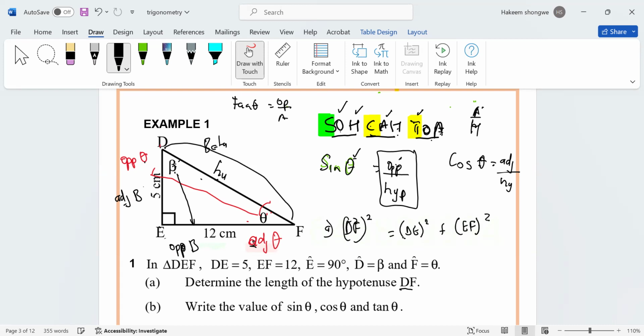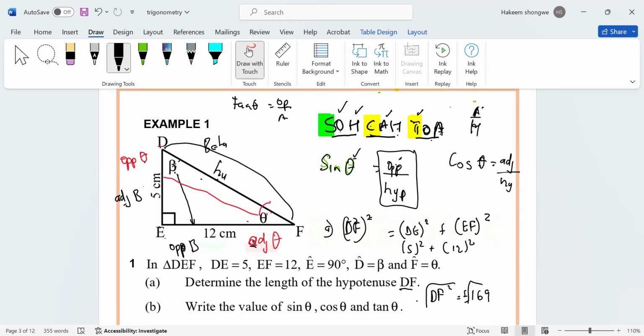EF all squared. Now we know what DE is. Look here, they told us. So this is 5 all squared plus what is EF? 12 all squared. Now you want to remove this square here. How do you remove the square? You take the square root. So DF all squared is going to be equal to 169, and then you say square root. A square root has a plus and a minus. Don't forget that.